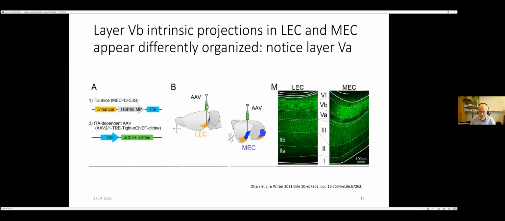So we inject an anterograde tracer, which expresses a green fluorescent dye, and it also expresses a light-sensitive channel, so we can use light stimulation to do electrophysiological experiments. But first of all, look at the anatomy. This is an injection in the dorsal hippocampus. This is an injection in layer 5B of the entorhinal cortex, and it projects to 5A, and it goes all the way up. But in MEC, it lost its projection to 5A.